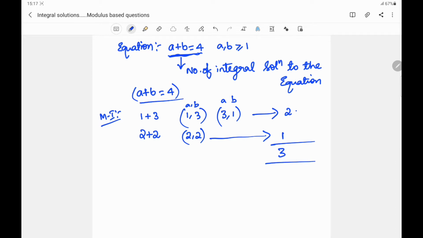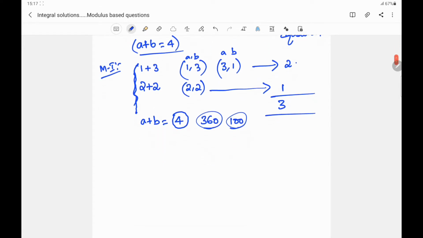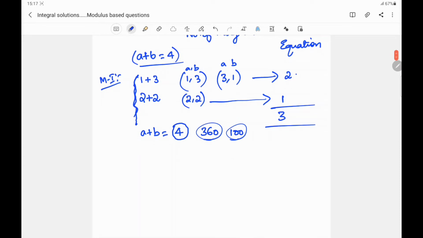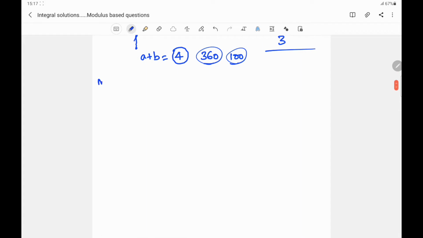Now here in this particular equation, to the right hand side of the equation we have a smaller number 4. What if it is say 360 or some 100 or else a bigger number? So we won't be able to list down all these things. So in that case we need some optimal method to solve this, to find out the integral solutions to this equation. So now what is that optimal method? We will see that optimal method. So method 2, this is the method which we shall be using.